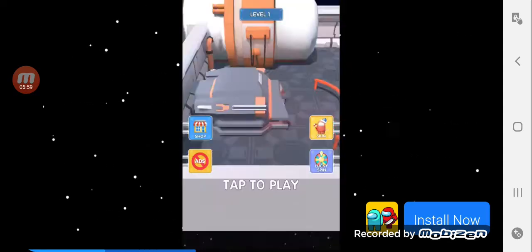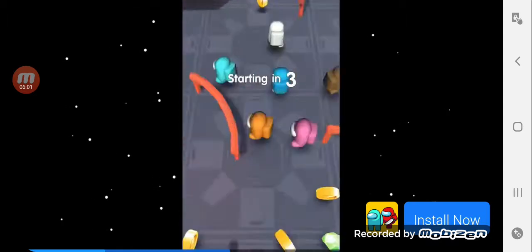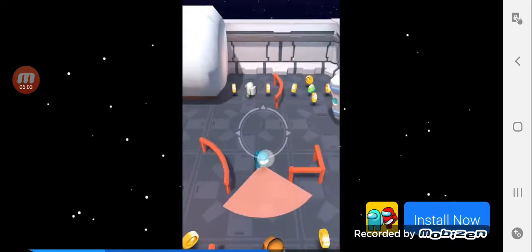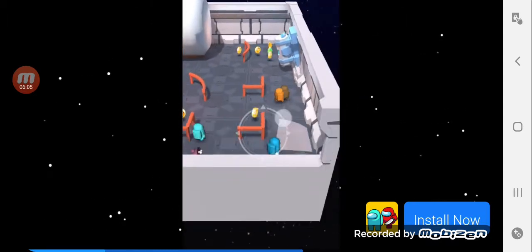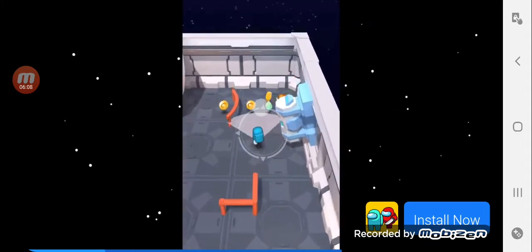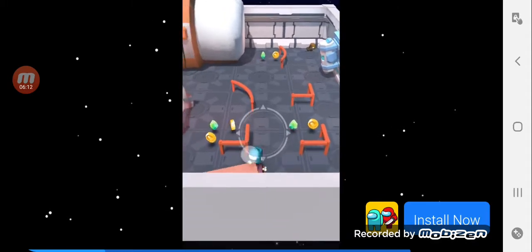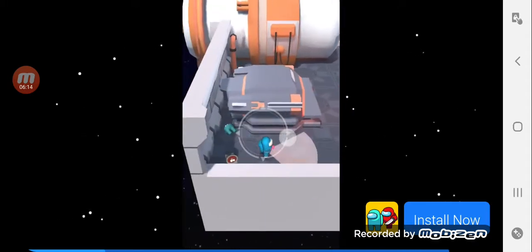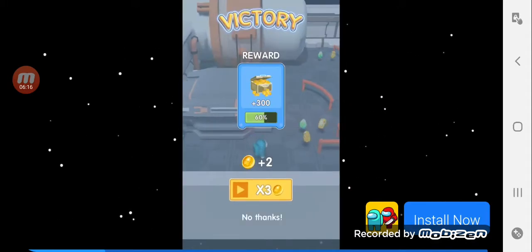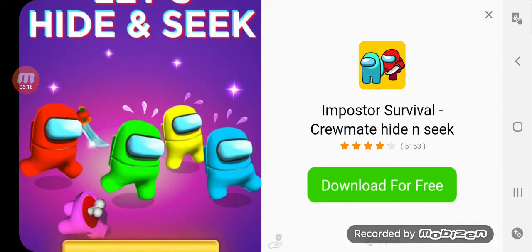I hate these ads so much. Is this a copy of Among Us? I will make Among Us soon, but is it a hide and seek Among Us? I don't wanna download it, so please keep... nice.